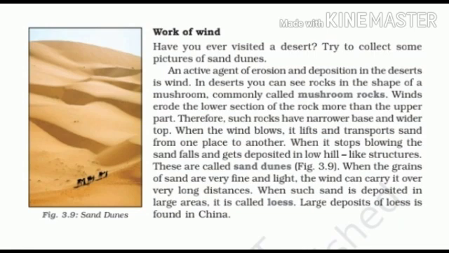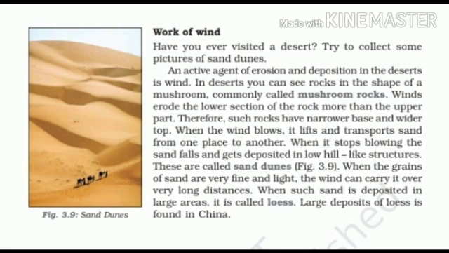Figure number 3.9, you can see how the sand dunes are built. When the grains of sand are very fine and light, the wind can carry them over very long distances. When such sand is deposited in large areas, it is called loess. Large deposits of loess are found in China.